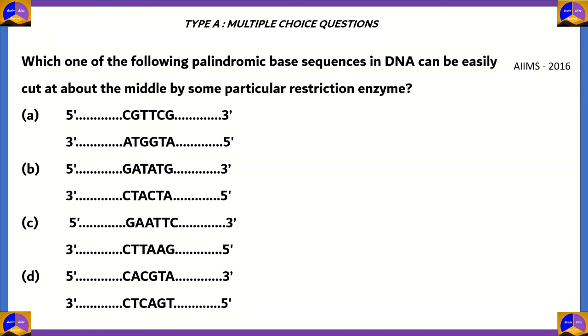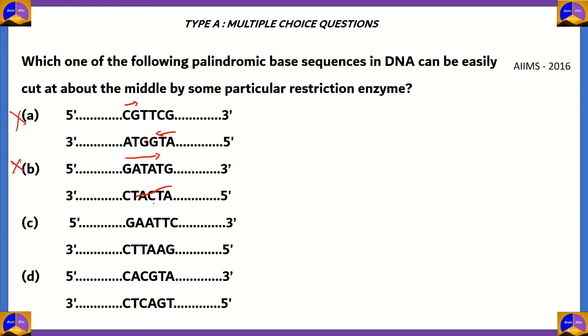If you look at option A, you see that it starts with C, G, T, T, C, G. But if you read it from behind, for the second strand from the 5' end, it's A, T, G, G, A, T, A. So as you can see, these are not palindromic, so option A is incorrect. If you look at option B, it's G, A, T, A, T, G. But if you take it from the reverse end, it's A, T, C, A, T, C, which is not palindromic, so option B is incorrect.